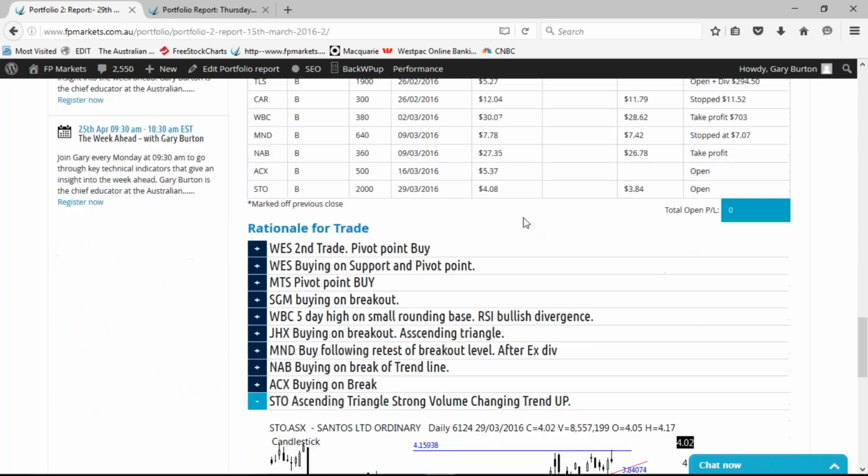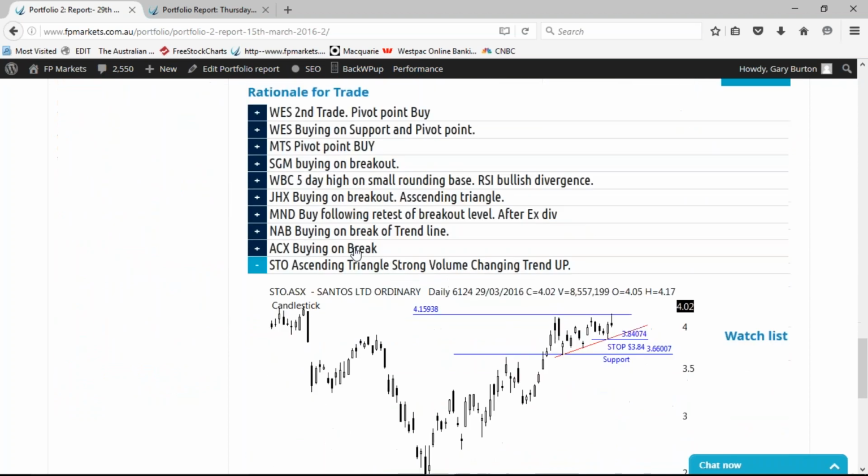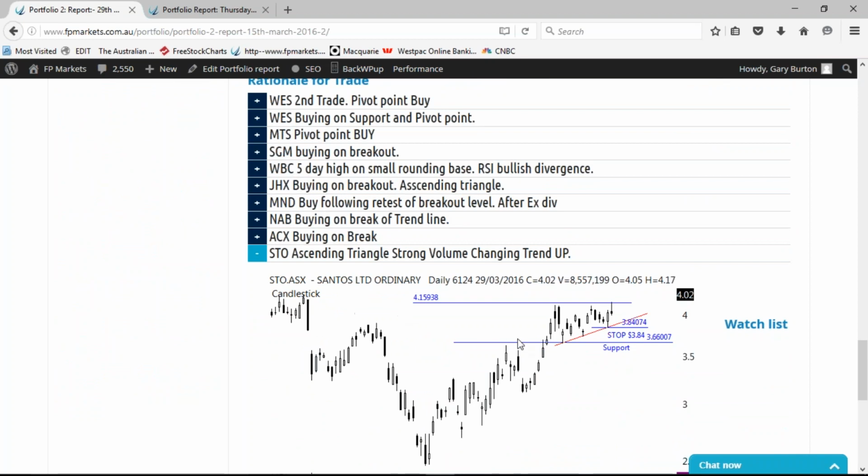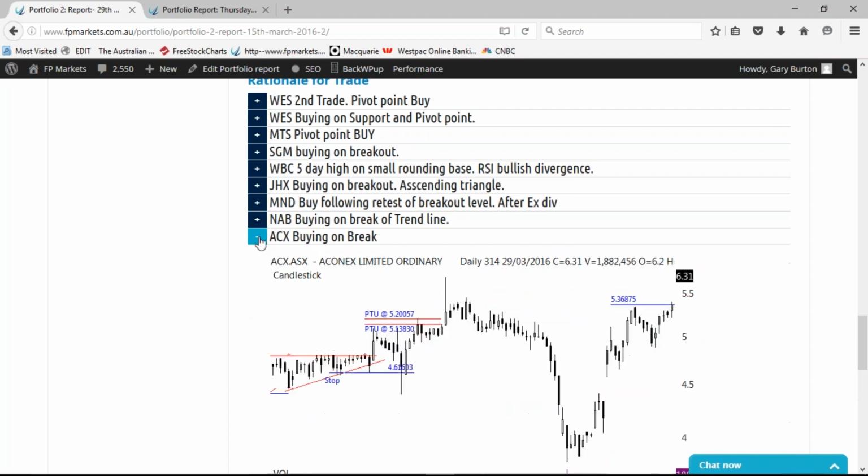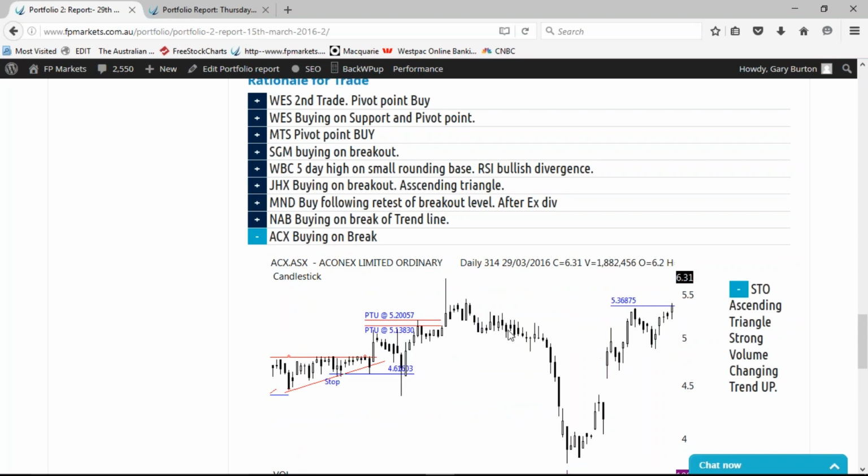When you go down a bit further, you'll find each trade that was taken, with a chart and the reasoning behind it. Currently we're in the Santos position here. Now this is what it looks like on the chart inside the little portfolio I've got. The ACX trade there, you can see this was the reasoning. We got into this at 5.36. Recently it was 6.31. I think it went to 6.37 today or something. But that was the reasoning. It was this little breakout here. That's all it needs. I'm not interested in this noise in the background, just this little breakout in here.